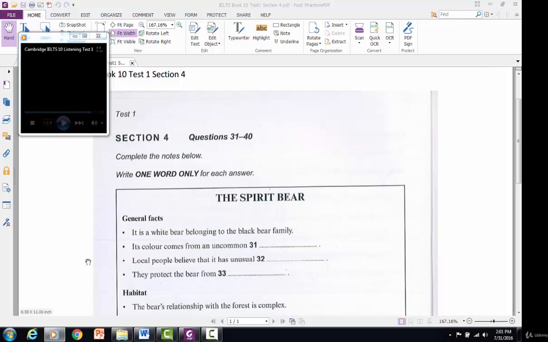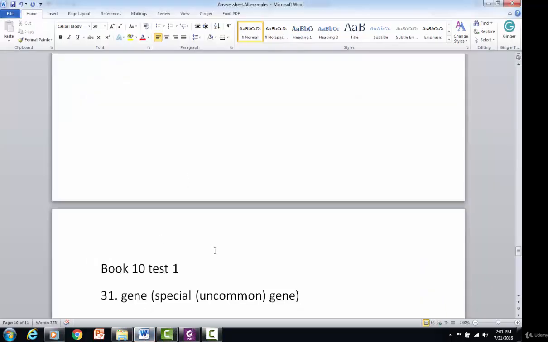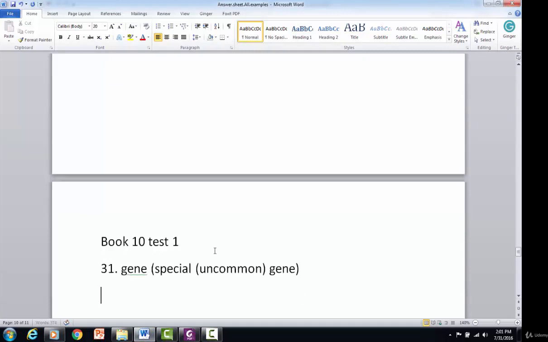Right, so they use the word special twice as a synonym. For number 32, the answer was power. They said he had a special power. Special, a synonym for unusual.